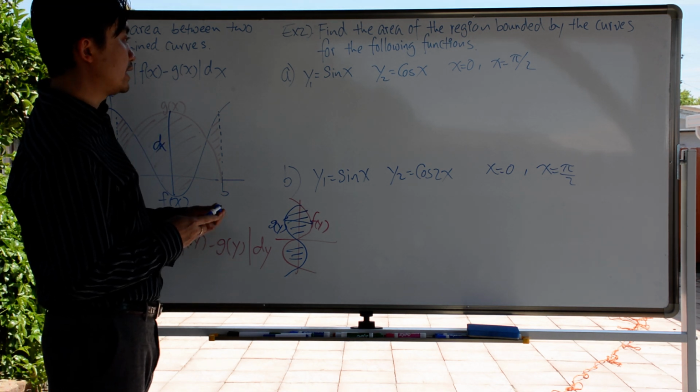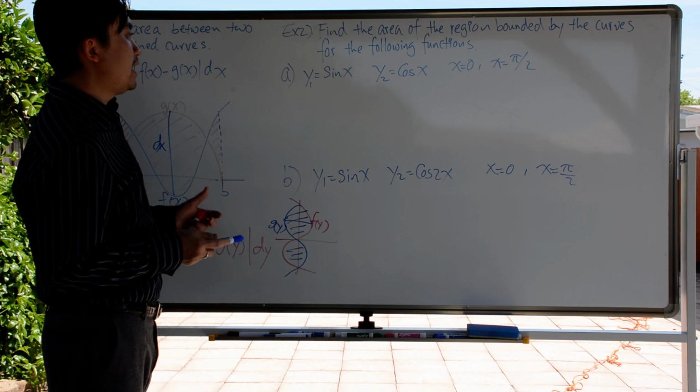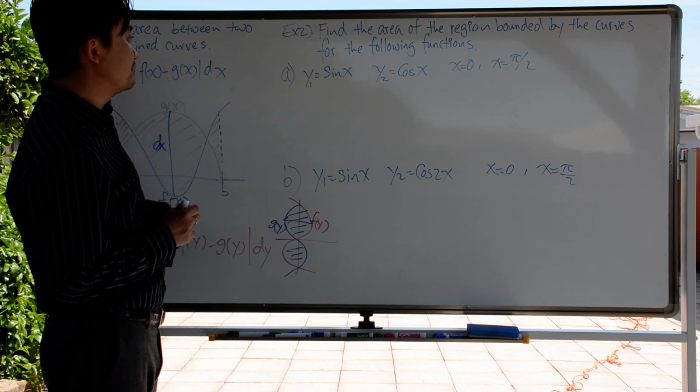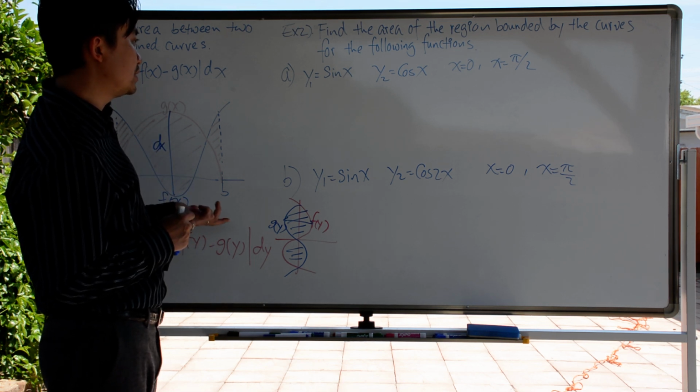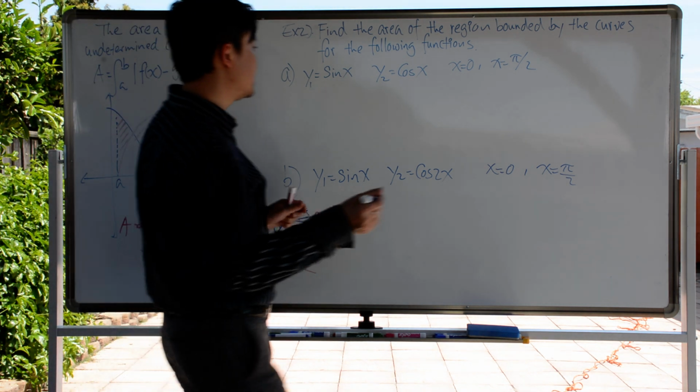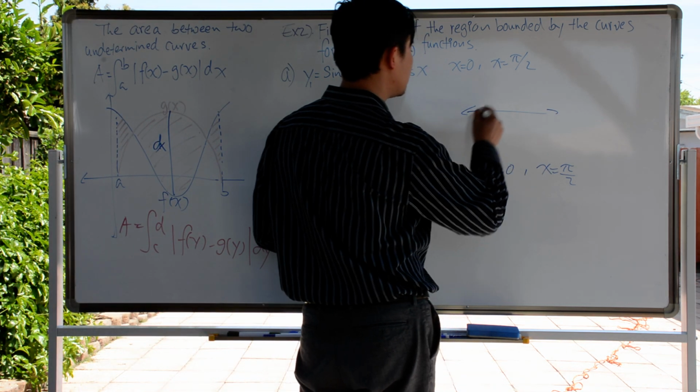Okay, so now let's take a look at the example here. Find the area of the region bounded by the curves for the following functions. So the first thing that I want to do, always sketch the graph. So sine of x, we do know that it's a roller coaster.